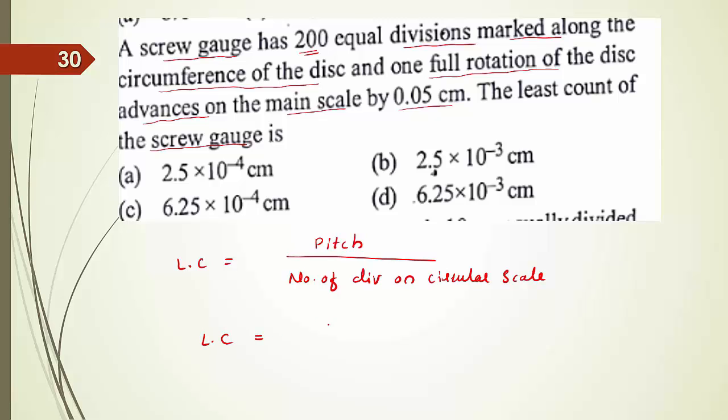Using this equation, we can find the least count of the screw gauge. Pitch is given 0.05 divided by the number of divisions on the circular scale, which is 200. 0.05 divided by 200 means 2.5 into 10 raised to minus 4. So this is the least count of the screw gauge. 2.5 into 10 raised to minus 4 centimeter means option A is the right answer.